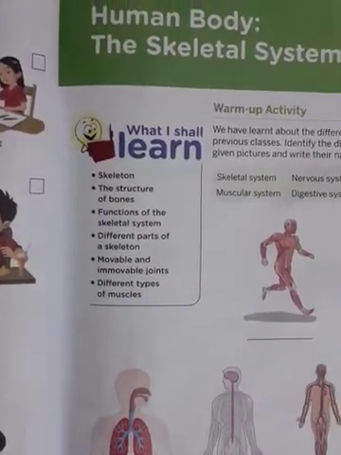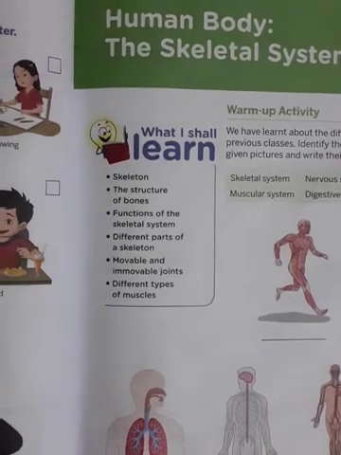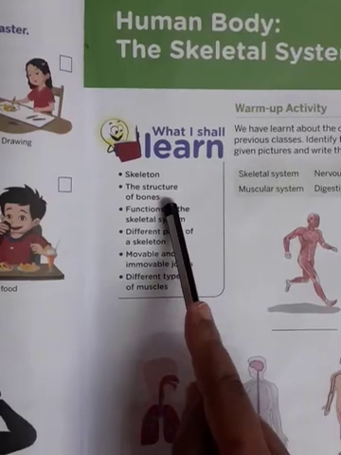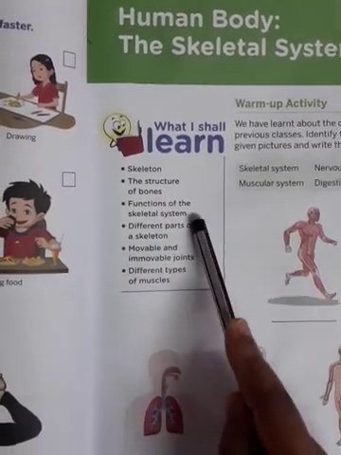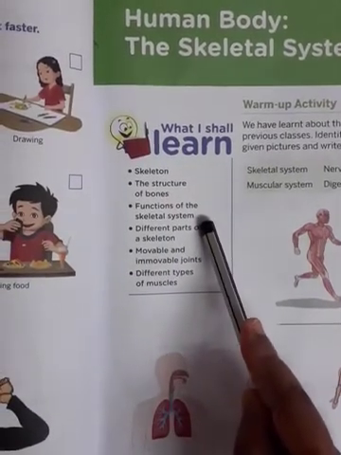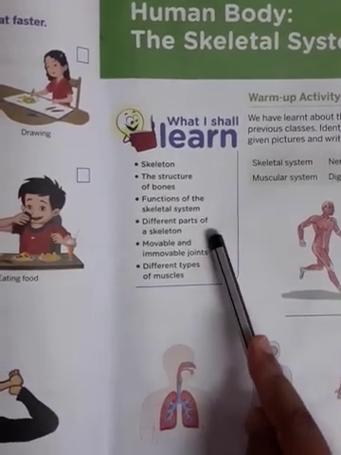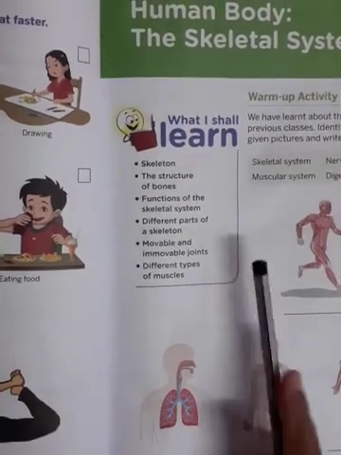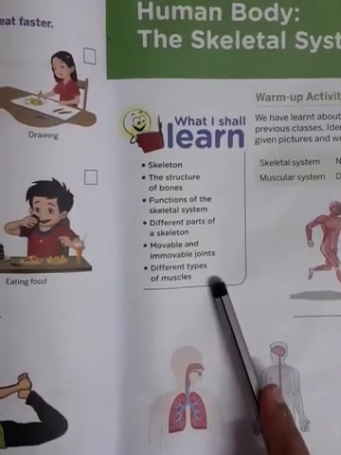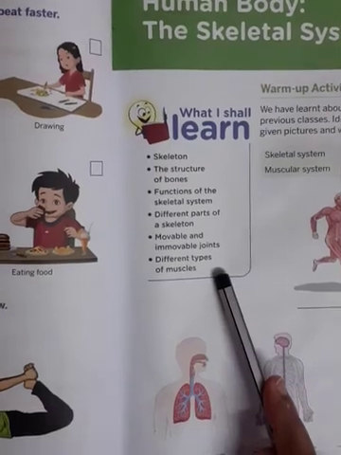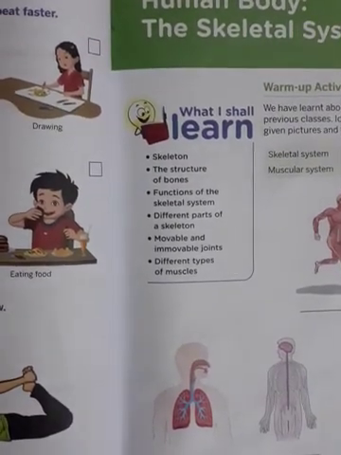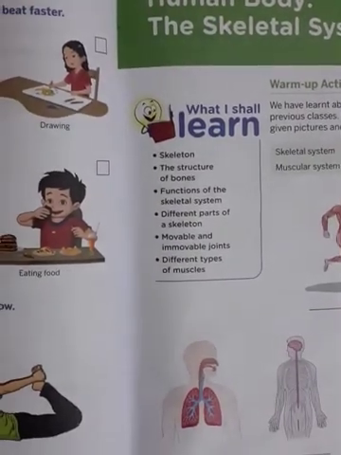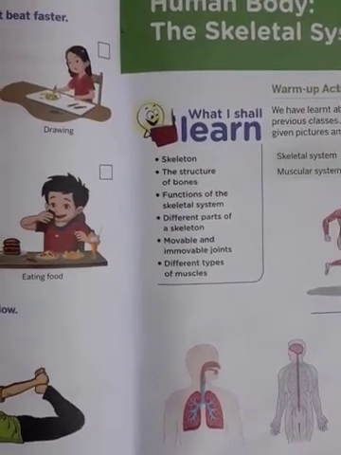Children, in this chapter, we will learn about the skeleton, the structure of bones, functions of the skeleton system, different parts of a skeleton, movable and immovable joints, and different types of muscles. So these are the 6 subtopics that we are going to include in this video. So let's start.